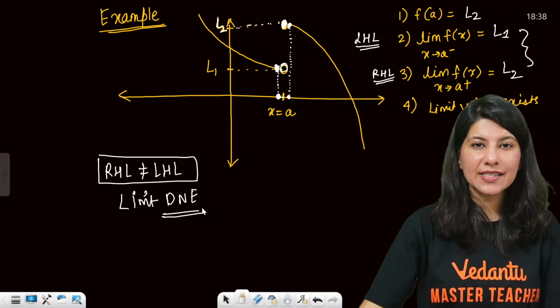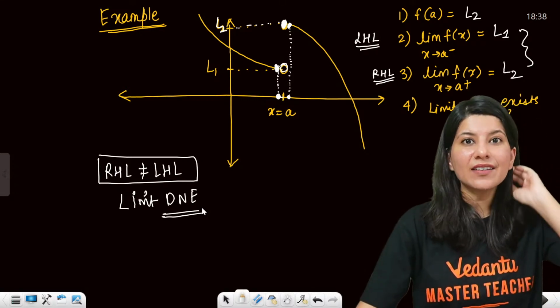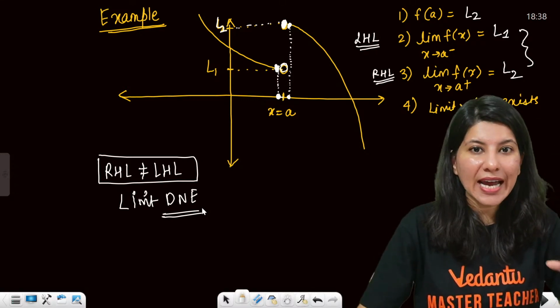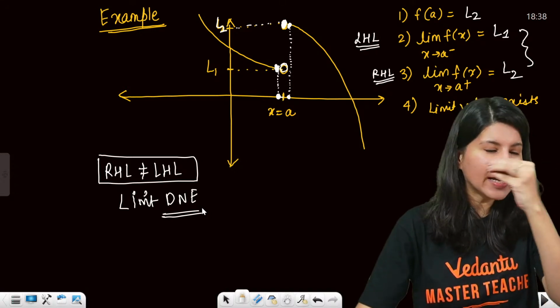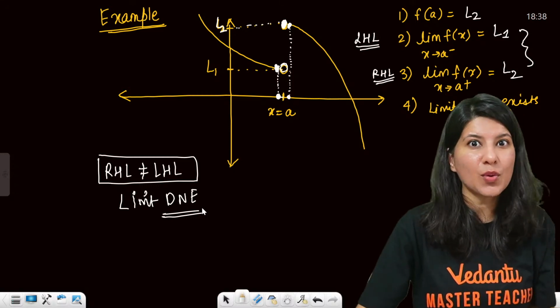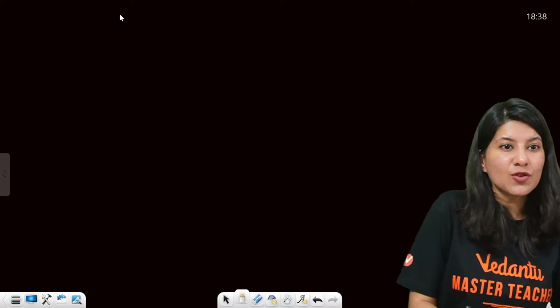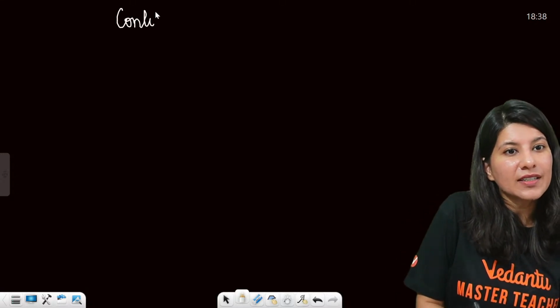So I guess the concept is clear to you. What is happening at x equals a, we are blind towards it. We are ignorant about what is happening at x equals a in case of limits. But now let me talk about continuity a bit.